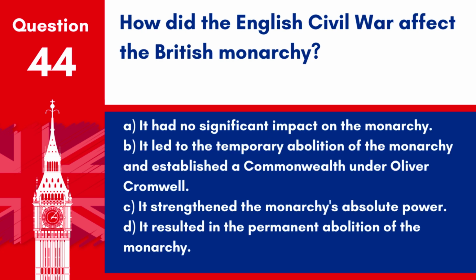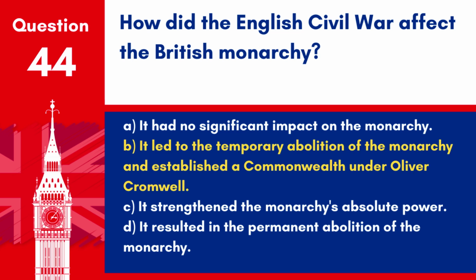Question 44. How did the English Civil War affect the British monarchy? A. It had no significant impact on the monarchy. B. It led to the temporary abolition of the monarchy and established a commonwealth under Oliver Cromwell. C. It strengthened the monarchy's absolute power. D. It resulted in the permanent abolition of the monarchy.